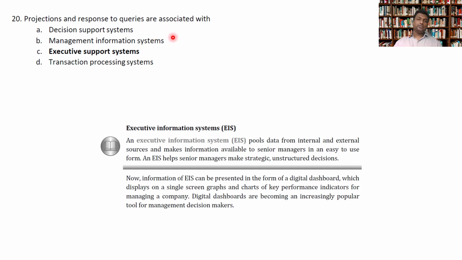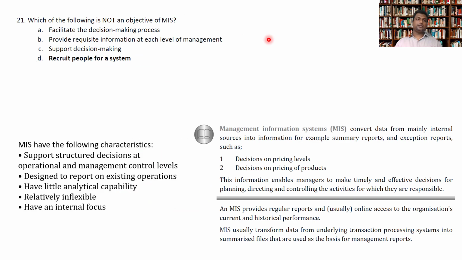So likewise, you have to read the explanations about other systems as well. Okay. Now let's move on to question number 21. This question is all about the MIS, Management Information System. So let's look at what the textbook says. Management information systems convert data from mainly internal sources, right, not from external sources, into information, for example, summary reports and exception reports.